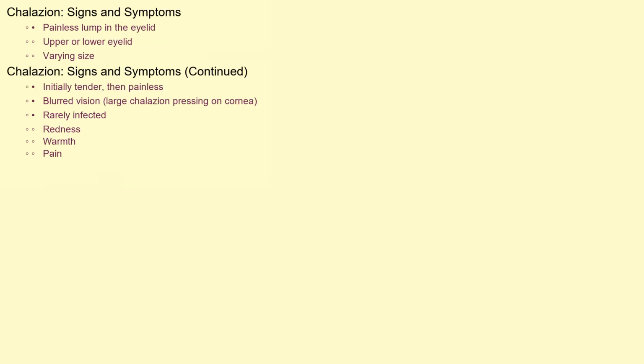The most noticeable sign of a chalazion is a small, painless lump in the eyelid. It may start as a tender area, but often becomes painless over time. The lump can be located on the upper or lower eyelid, and its size can vary. Sometimes a large chalazion can press on the cornea, causing blurred vision. In rare cases, if the chalazion becomes infected, you may experience redness, warmth, and pain.